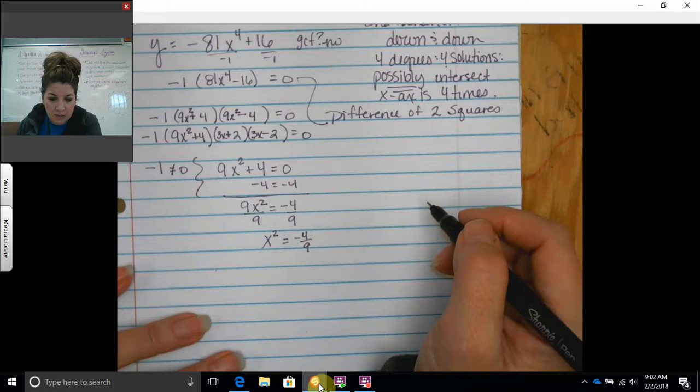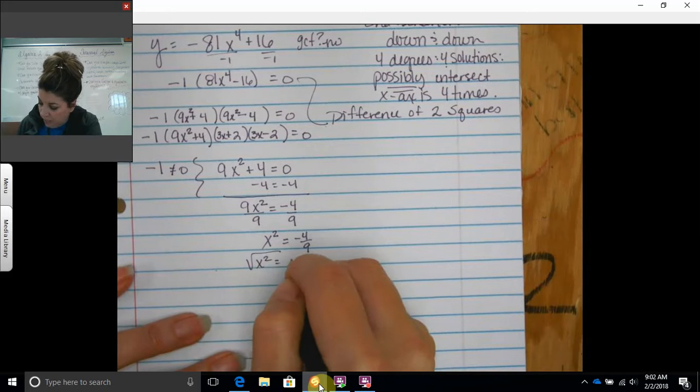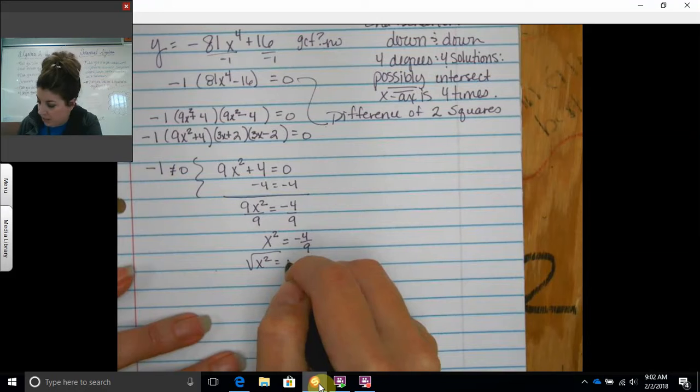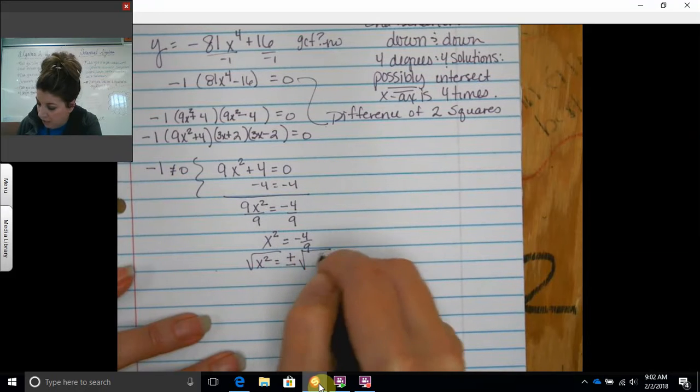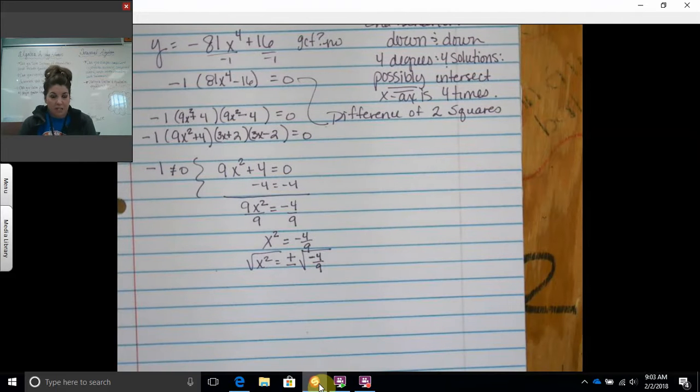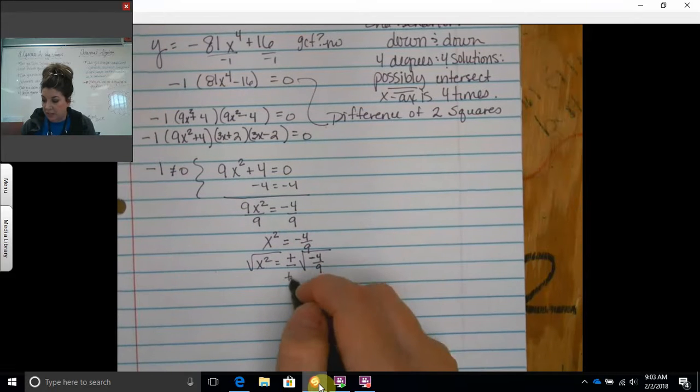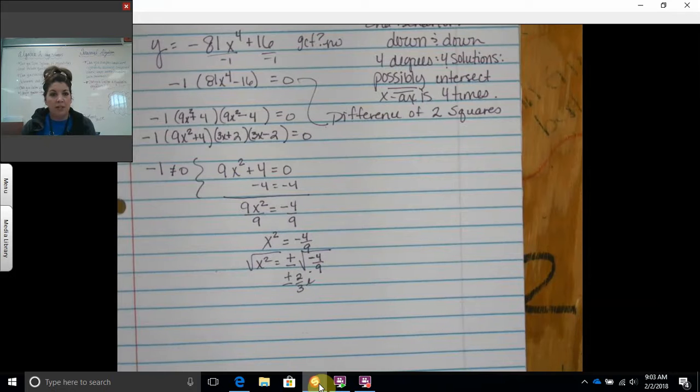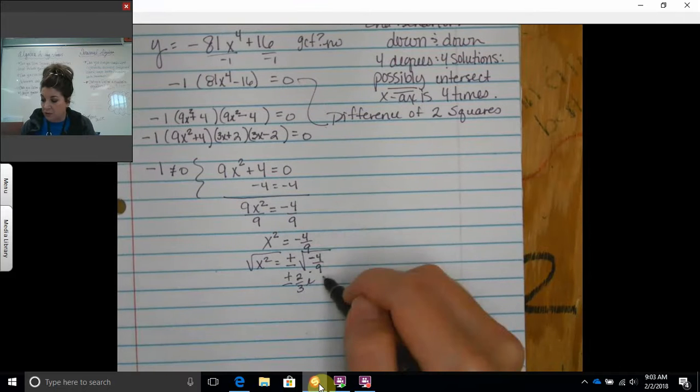Have I solved for x? No, what do we do? Square root. And remember, when you're taking the square root of both sides, you have to take the positive and negative square root of the side that has the constant. Do y'all notice anything about this? What's the square root of negative 4/9? It's what? It's imaginary. So the answer is positive negative 2/3 i, but is that going to help us with our graph? No, this is a non-real solution.